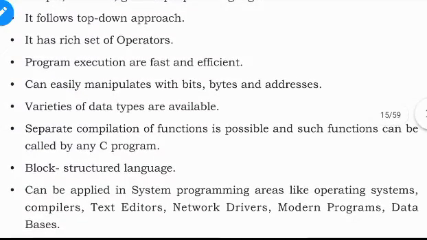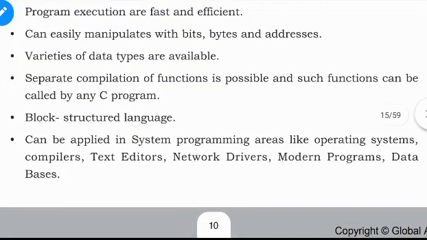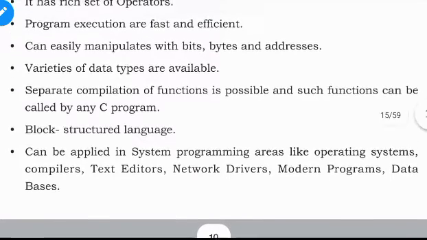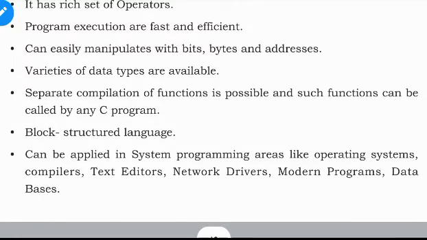Then, program execution is fast and efficient. Then there is accuracy. It can easily manipulate bits, bytes and addresses. A variety of data types are available. Separate compilation of functions is possible and such functions can be called by any C program. Then, block structured language is one of the features of C language. It can be applied in system programming areas like operating systems, compilers, text editors, network drivers, modem programs and databases. It can be applied in any area.